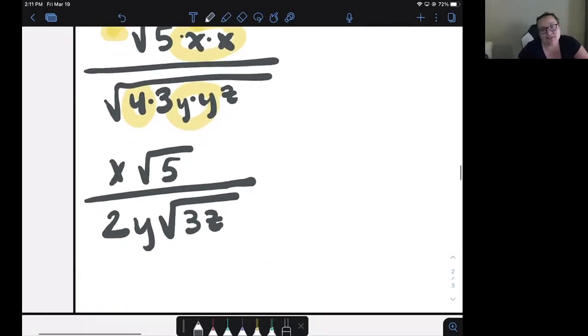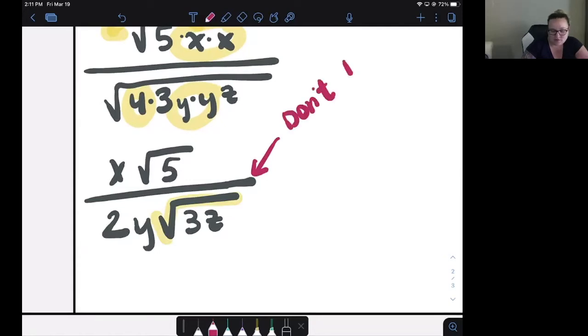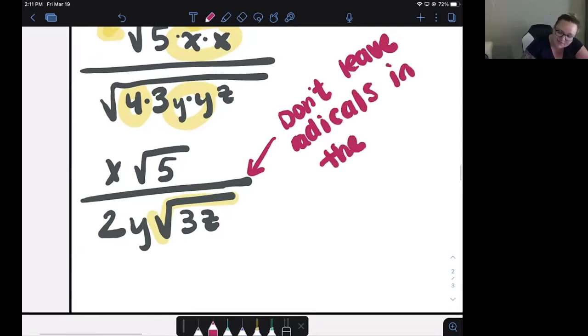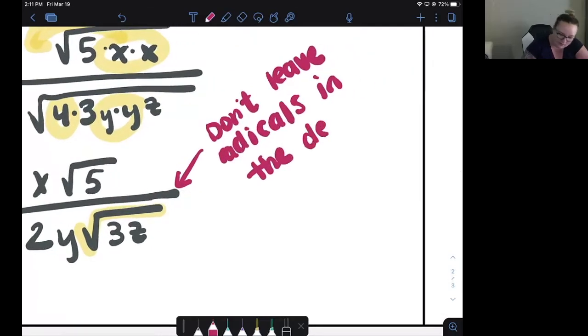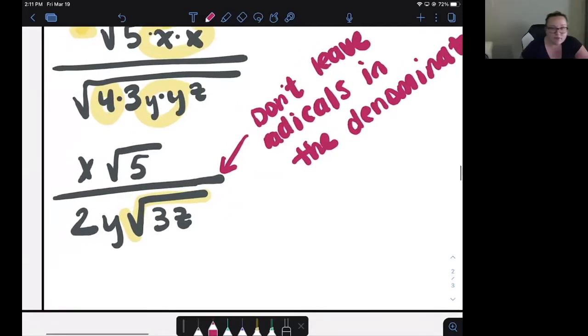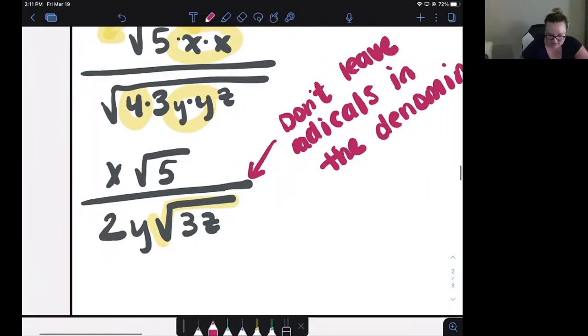Well, we're actually not done with this problem because we have to do something that's called rationalizing the denominator. We are not allowed to leave radicals in the denominator of a fraction. So don't leave radicals. It's just considered improper. So to get rid of the radical, we're going to do something that is called rationalizing the denominator.